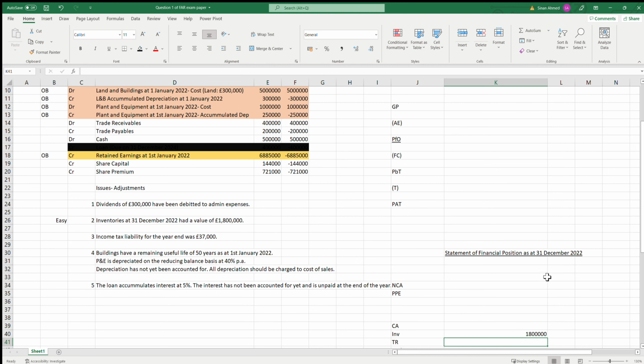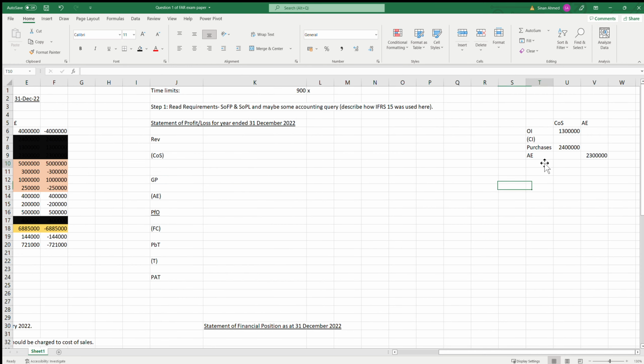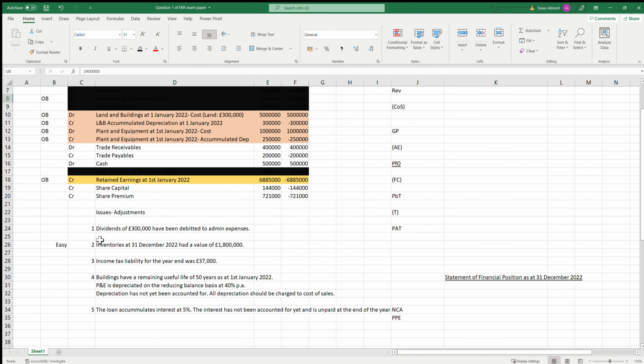But where does the other side go? Well, it's going to go to cost of sales, so inventory minus 1,800,000. Okay. So I've dealt with that, and I've dealt with that. So I'm just going to cross that out. Okay, are there any others that are easy to do?